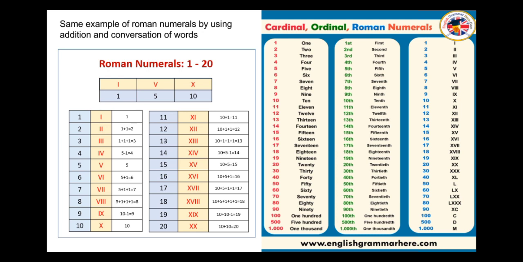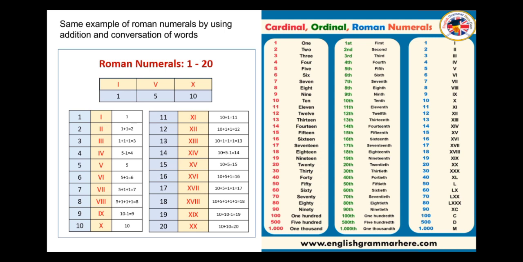6 is sixth, 7 is seventh, 8 is eighth, 9 is ninth, 10 is tenth, 11 is 11th, 12 is 12th, 13 is 13th, 14 is 14th, 15 is 15th, 16 is 16th, 17 is 17th, 18 is 18th, 19 is 19th, 20 is 20th, 30 is 30th, 40 is 40th, 50 is 50th, 60 is 60th, 70 is 70th, 80 is 80th, 90 is 90th, 100 is 100th, 500th, and 1000th.